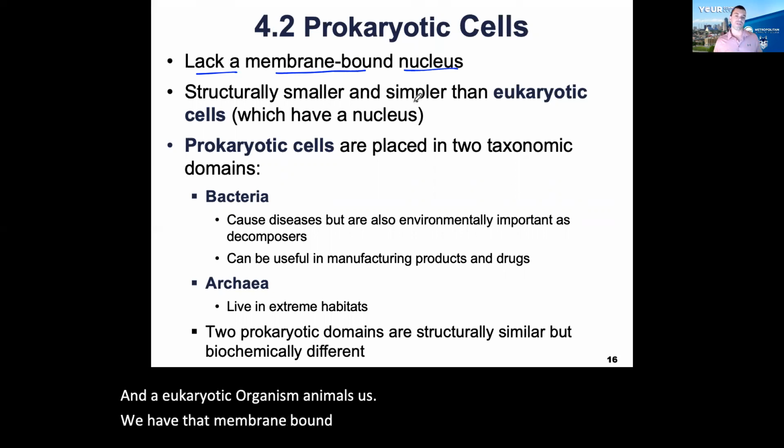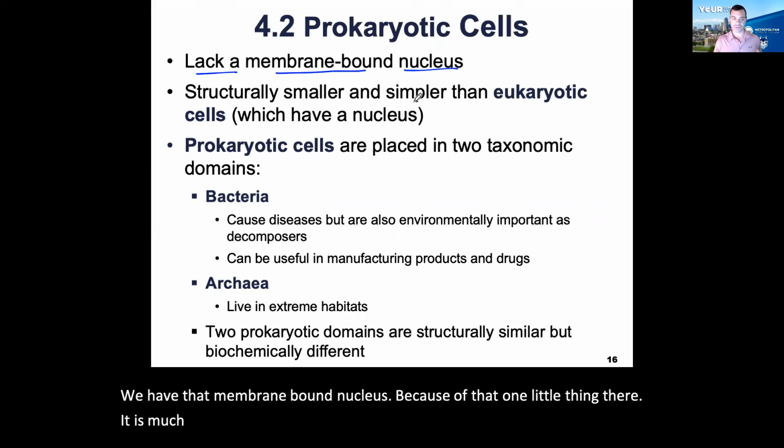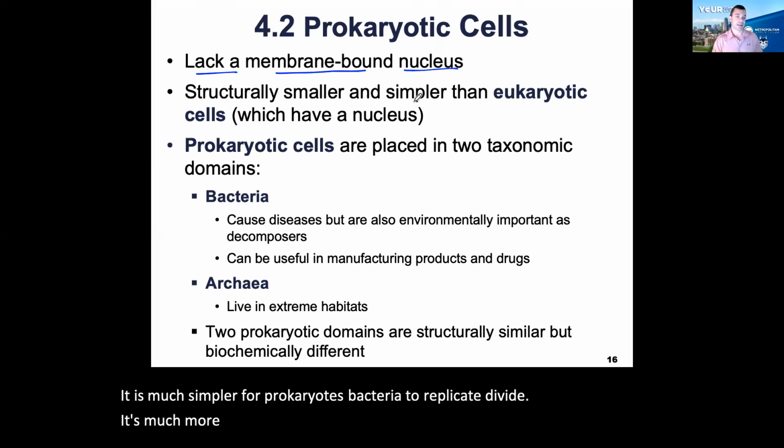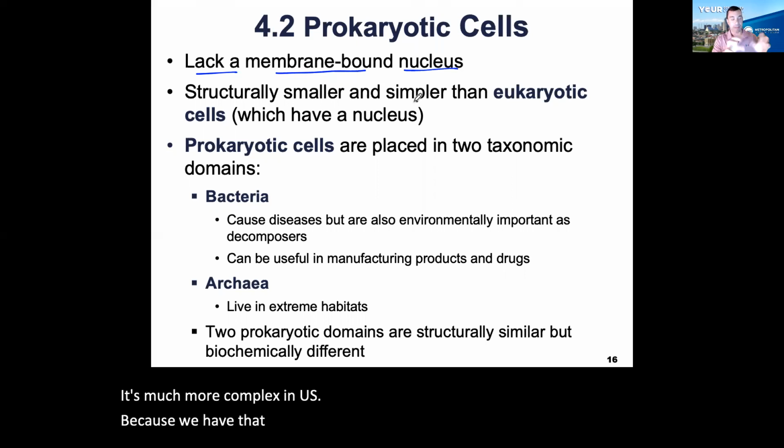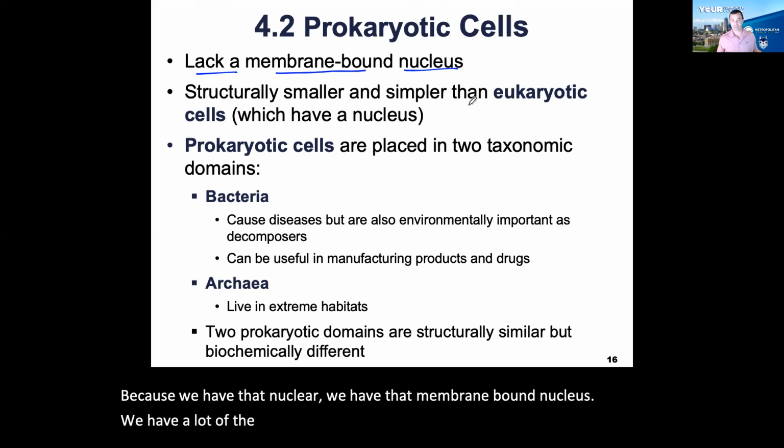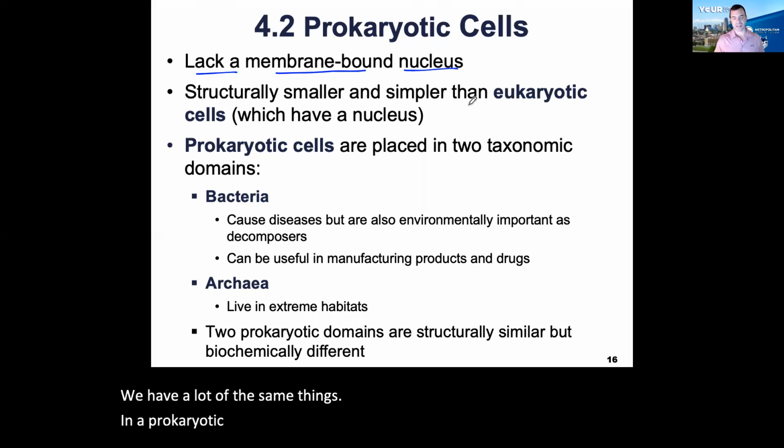Because of that one little thing there, it is much simpler for prokaryotes, bacteria, to replicate and divide. It's much more complex in us, because we have that membrane-bound nucleus, okay? We have a lot of the same things in a prokaryotic organism that we do. It's just a heck of a lot simpler. So that's why we separate these two things out.